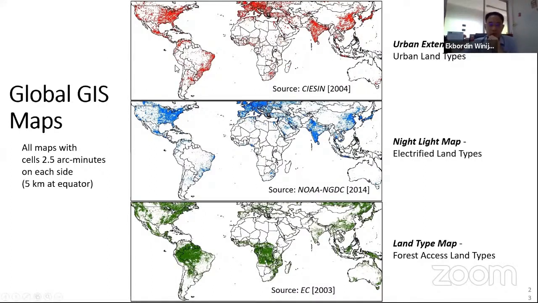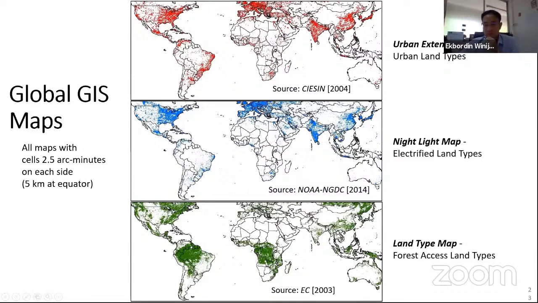So I use three global maps. The first one is the urban extent map. I use this map to identify the urban area. The second one is the nightlight map. I use this map to identify whether people have access to electricity or not. The third map that I use is land type, so that I identify whether people live close to the forest or not.